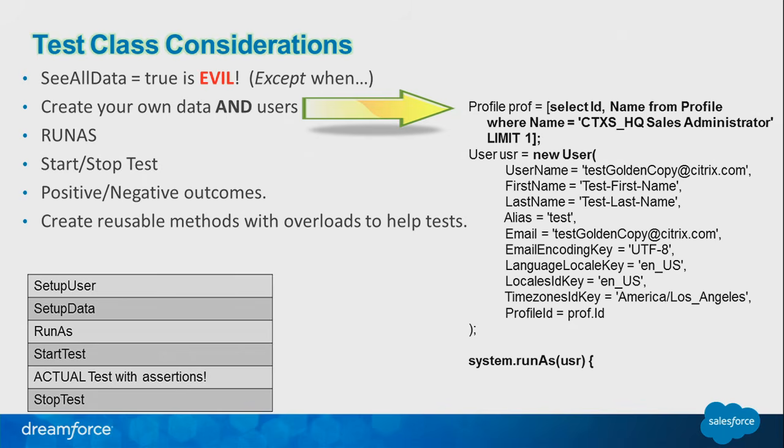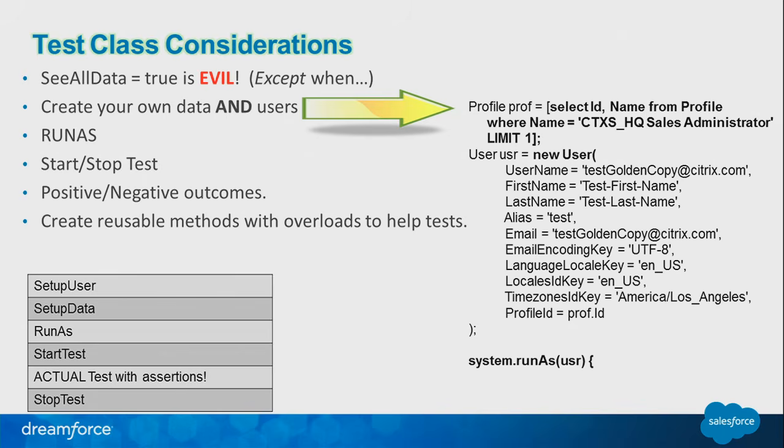For the users, I just gave a little snippet on the side there of how you might want to create a user. We actually have some utility methods where we have some overloads so that you can pass in, for example, the profile, and it will pass you back a user. Notice this does not insert the user. Run as is going to do that for you. And if you try to do it yourself, you're going to get mixed DML again.